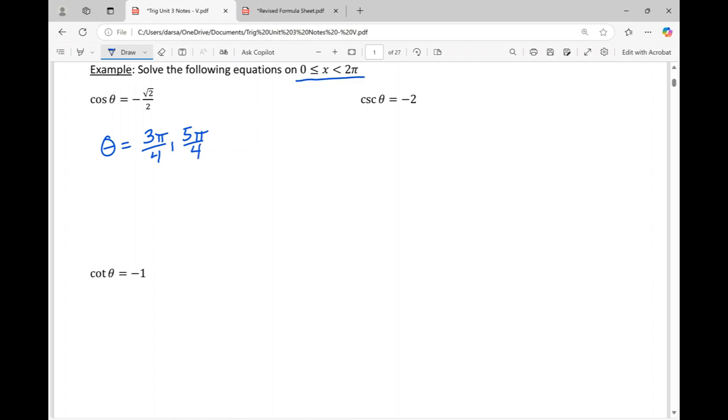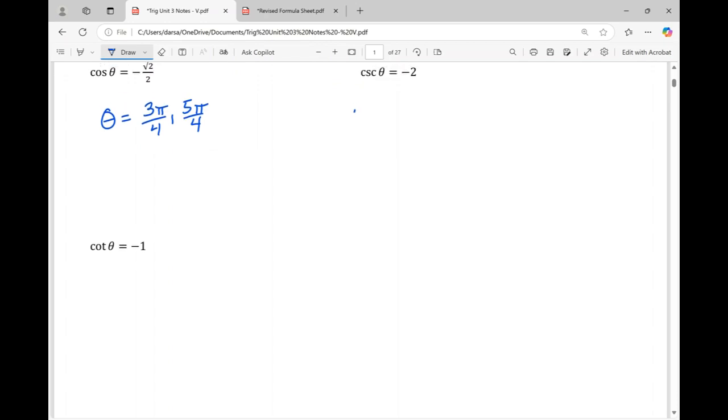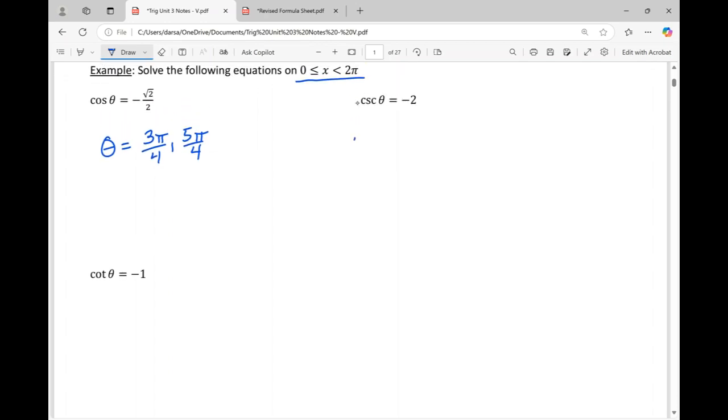All right, let's make this a little bit harder. Notice that our next question, which is cosecant of theta is equal to negative 2, is not a unit circle thing. Cosecant is not on our unit circle. But we know that the reciprocal, or the upside down, of cosecant is sine. So how do I turn an integer into a fraction? Well, remember, you put a 1 under it, right? So we're going to put a 1 under the 2 and make it into a fraction.